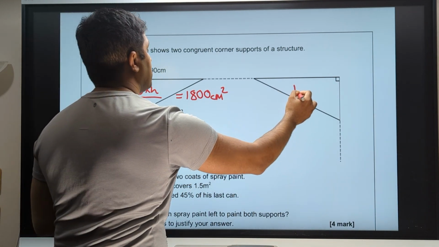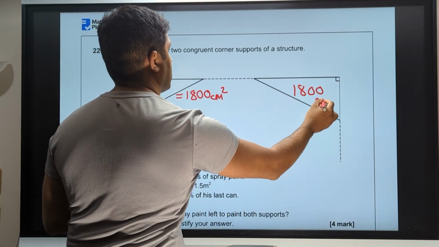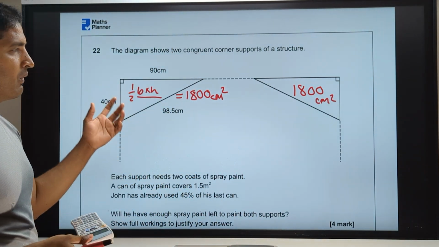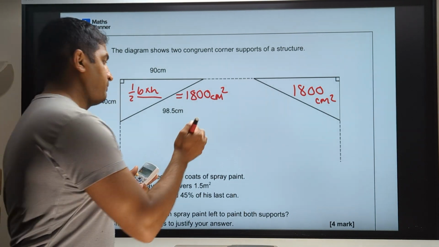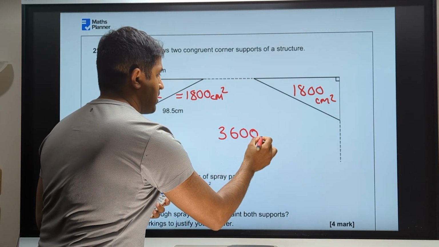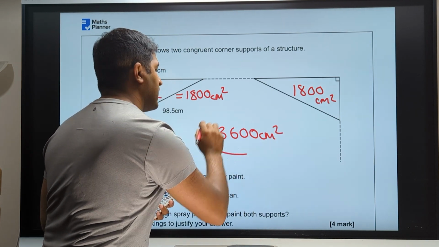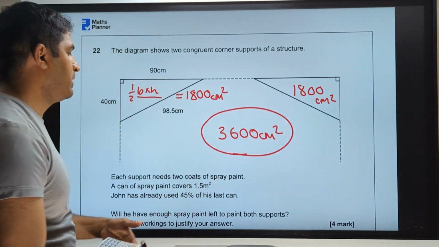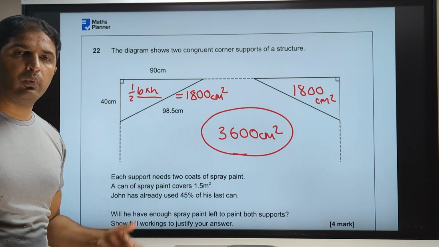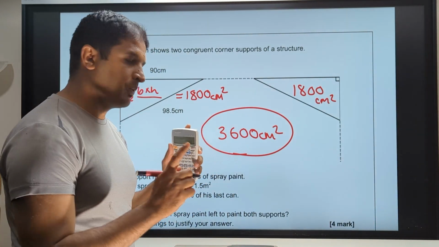So that also would be 1800 centimeters squared. So we got 3600 centimeters squared to cover, okay? But that's not what we got. That's the area. Now I need to change that into meter squared, or change meter squared into centimeter squared, either way. So we need to write down the conversion.